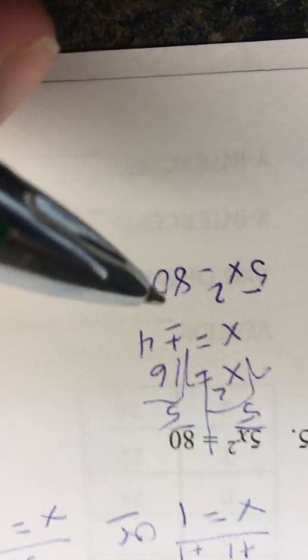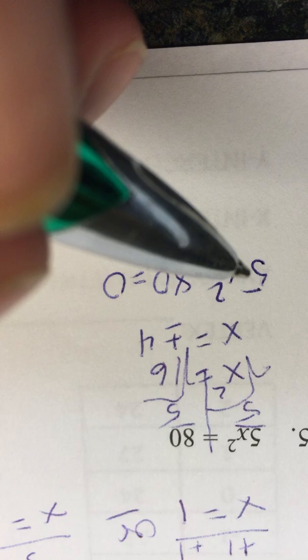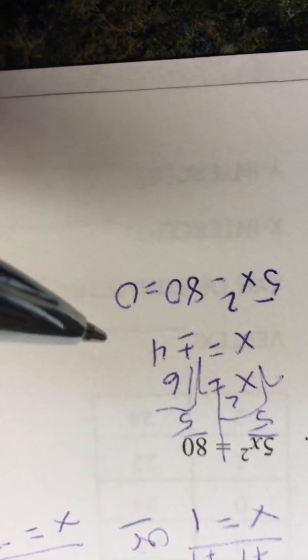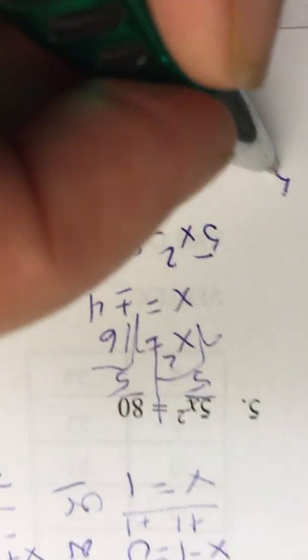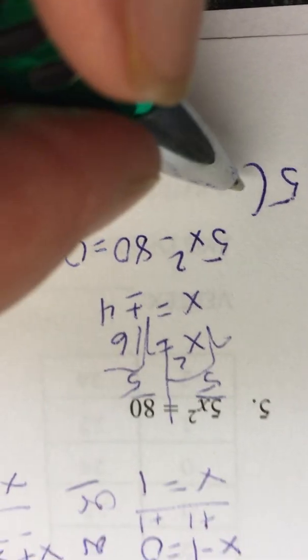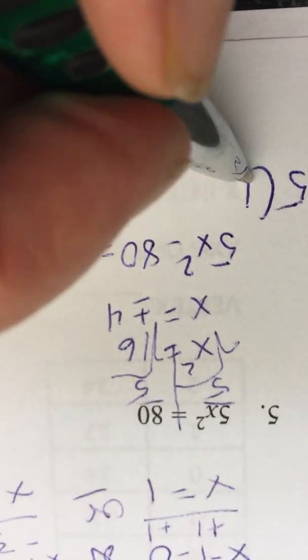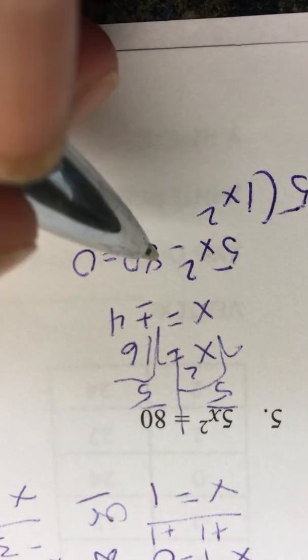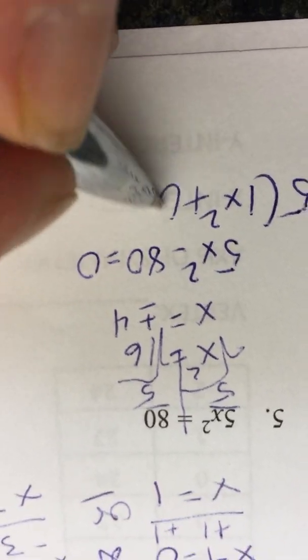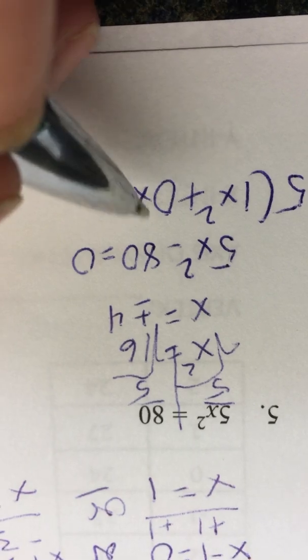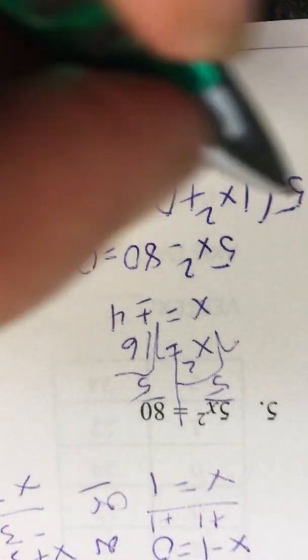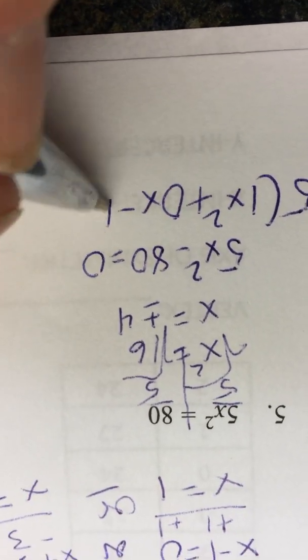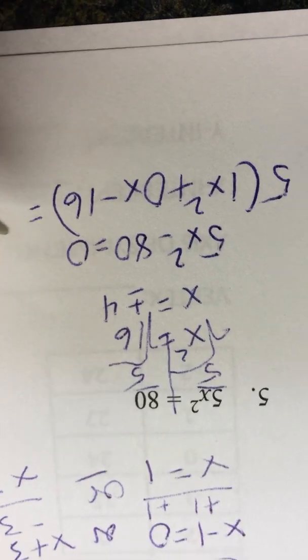But we would look for a greatest common factor. Will something go evenly into 5 and 80? Yes, 5 will. So we could pull that 5 out. And this is going to be 1x squared, which is what I want. 5 times x squared equals 5x squared. 5 times, now I'm going to put the 0, 1 in here. Plus a 0x. 5 times 0x is still 0x in the middle of that. And 5 times what is 80? It's a minus 16 equals 0.